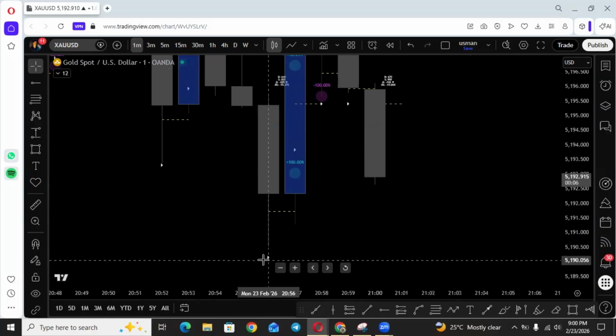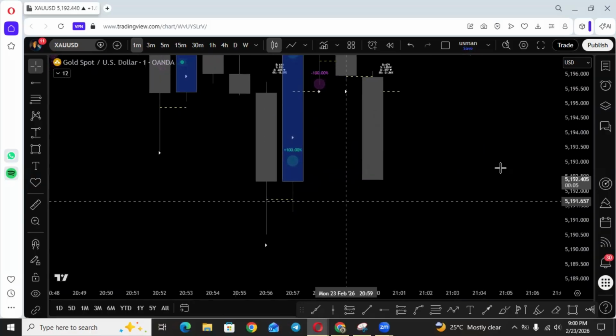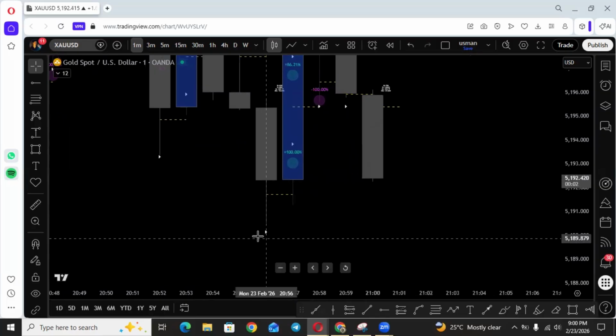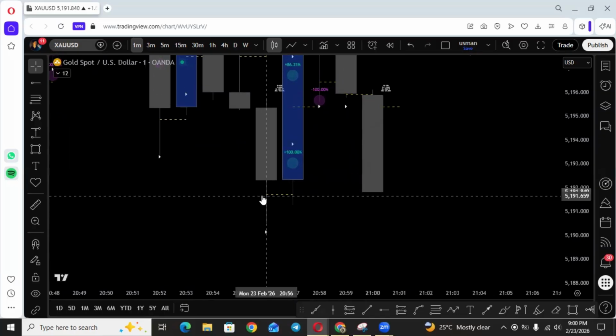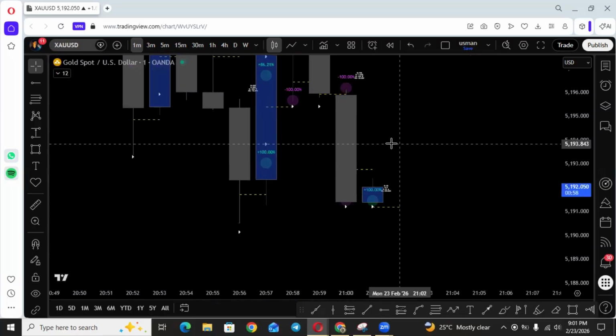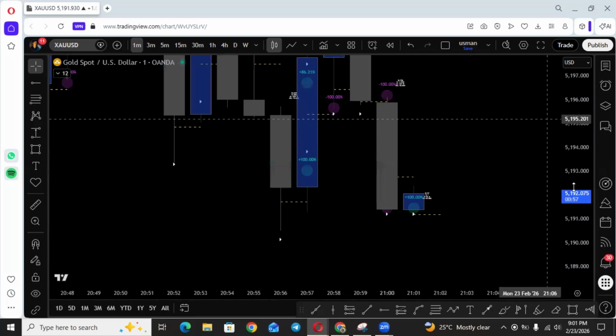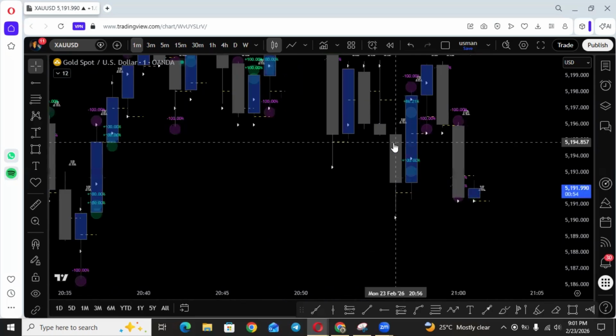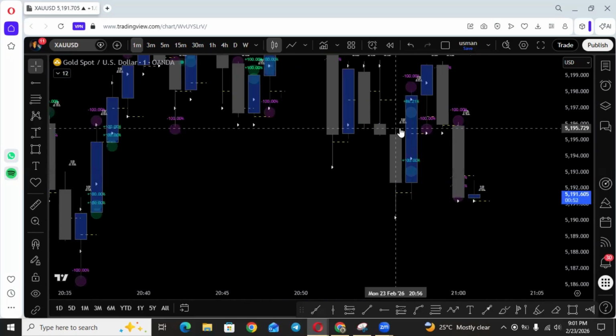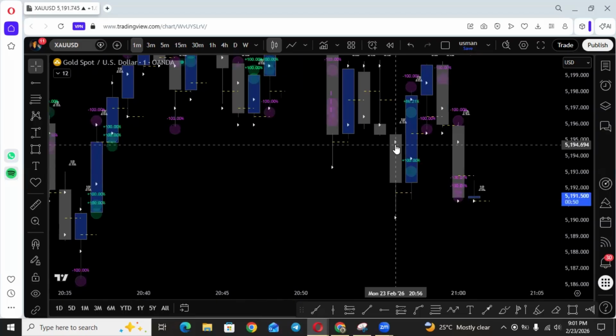these tiny white arrows. This is value area low. This is point of control, the yellow line, and the upper arrow will be the value area high. It should be here. So this is the value area high.